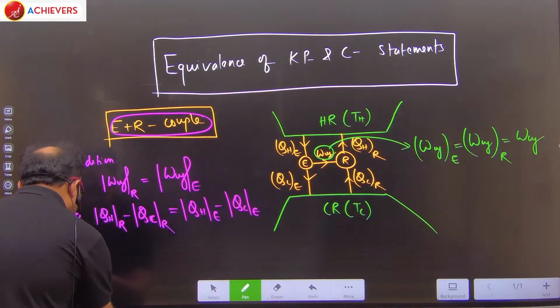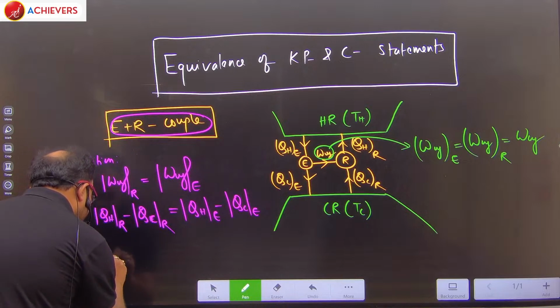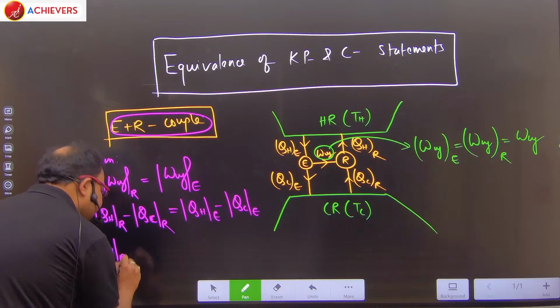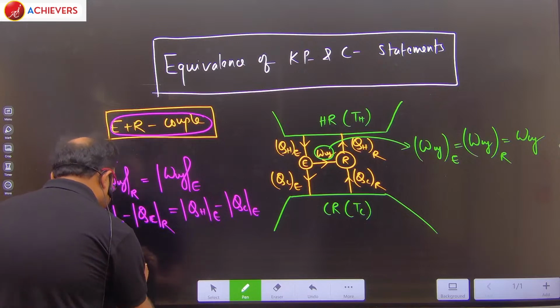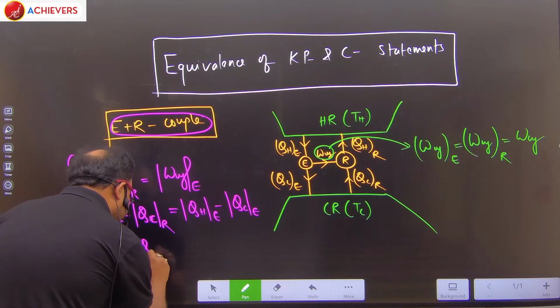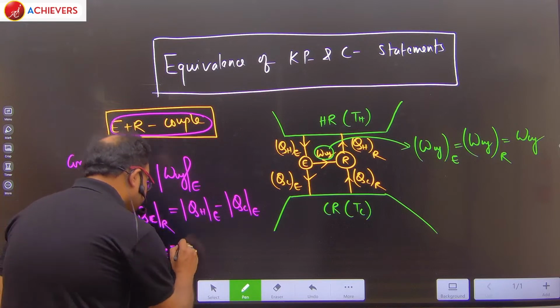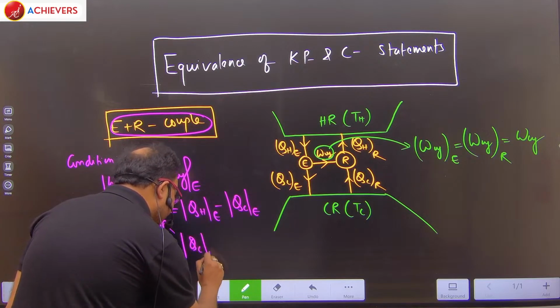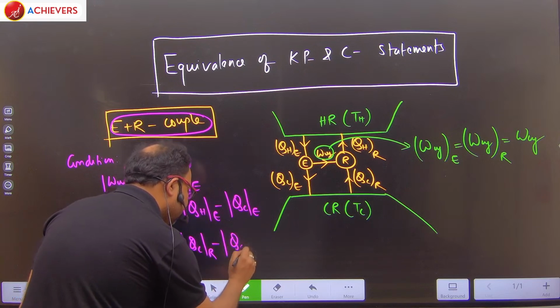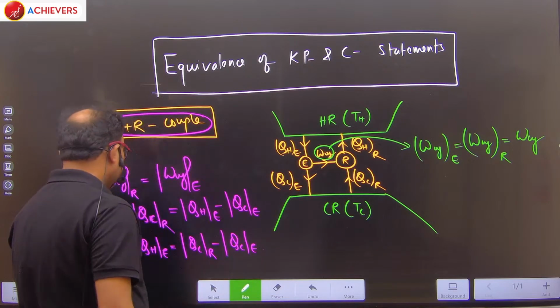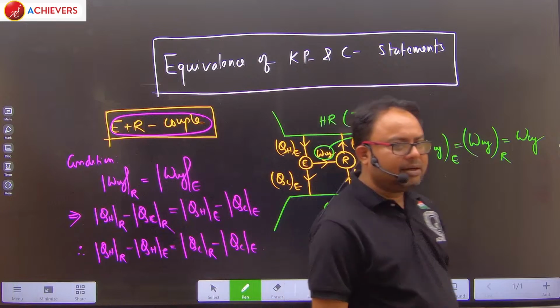So, mod of QHR minus mod of QHE is equal to mod of QCR minus mod of QCE. So you can write it in this manner.